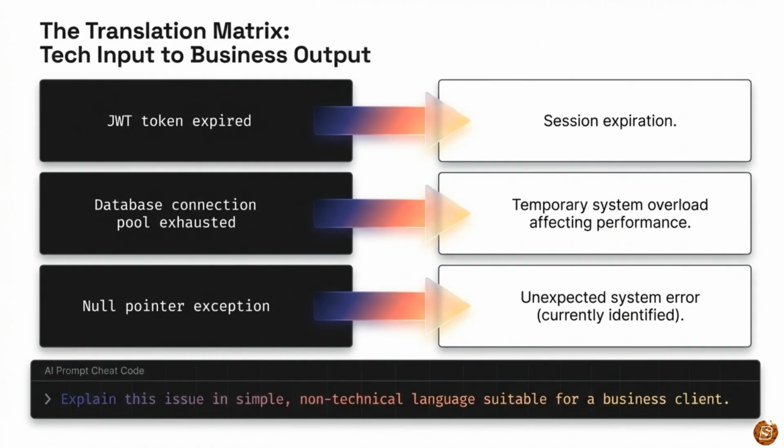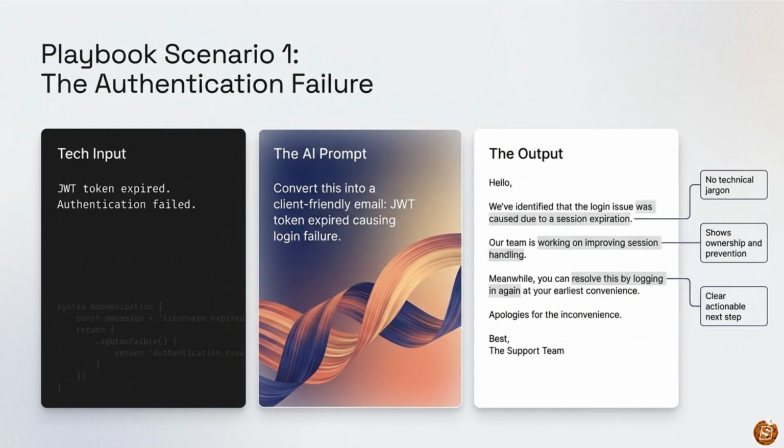This is a translation matrix. It demonstrates how to convert raw technical input, like a database error, into clear, business-friendly output that makes sense to your clients. In this authentication failure scenario, notice how the AI converts a technical error into a message that shows ownership and provides a clear next step without any technical jargon.